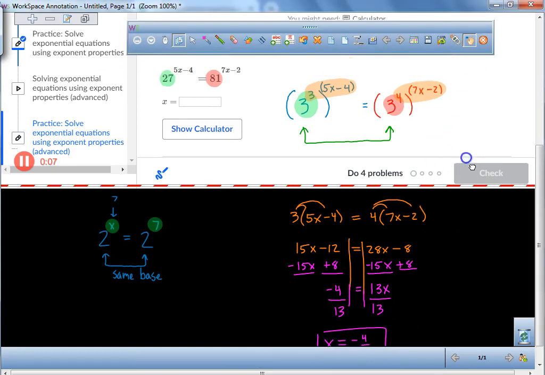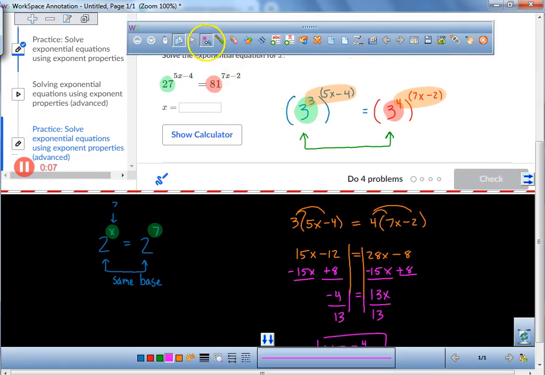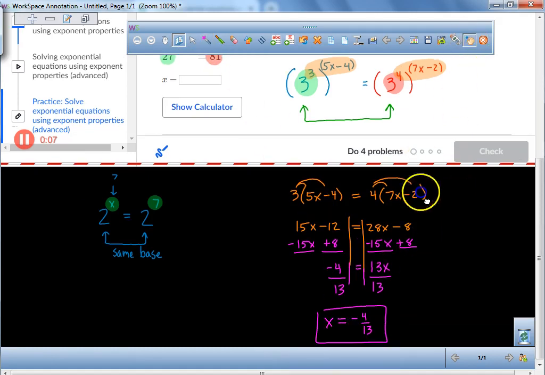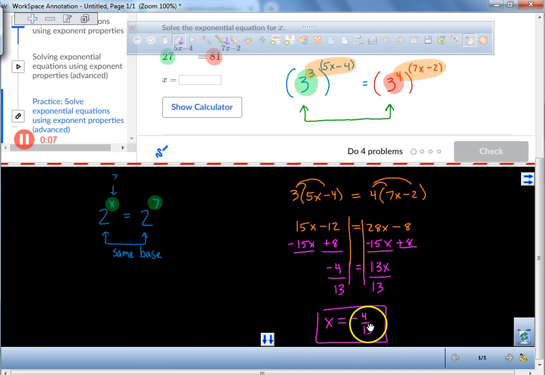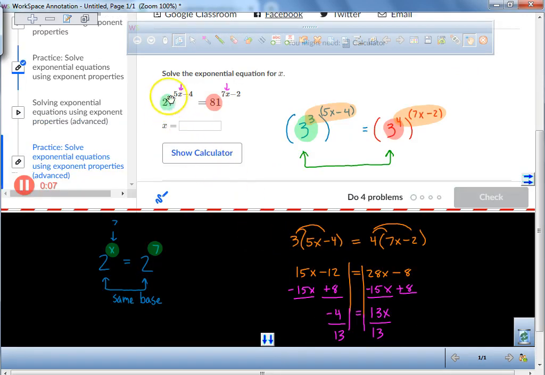Now, if you really wanted to check your answer to make sure that you got it right before you typed it in, what could you plug in right here and plug in right there? Plug in that negative 4 over 13, and then whatever decimal equivalent you would get here, you'd have to match the decimal equivalent over there.